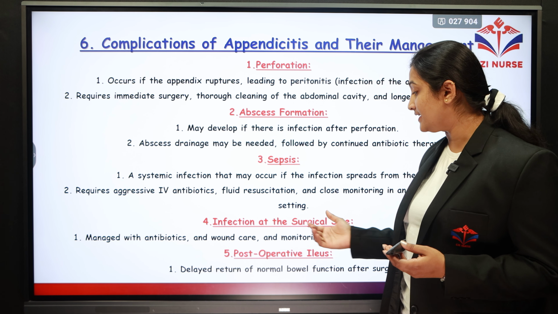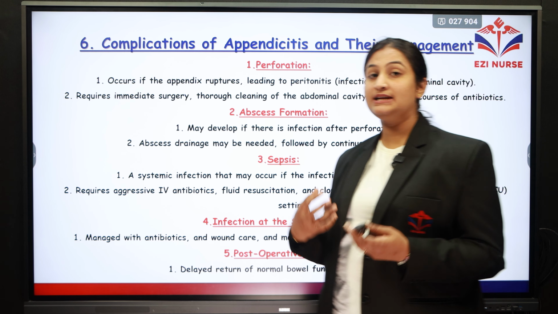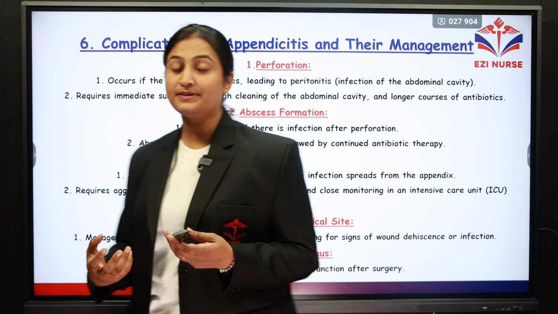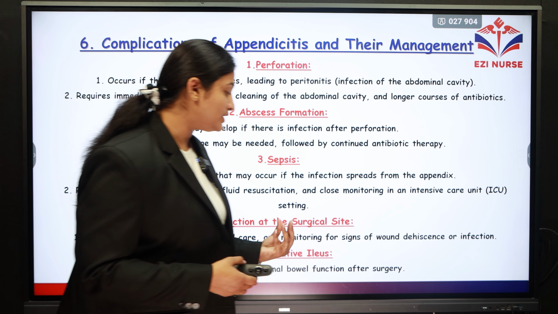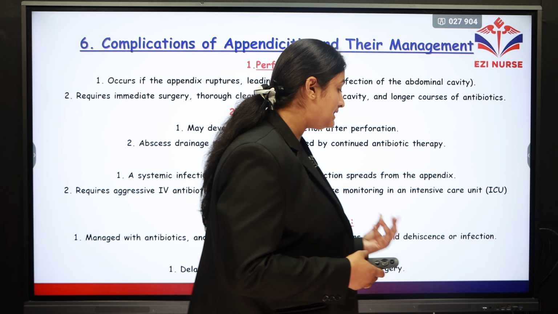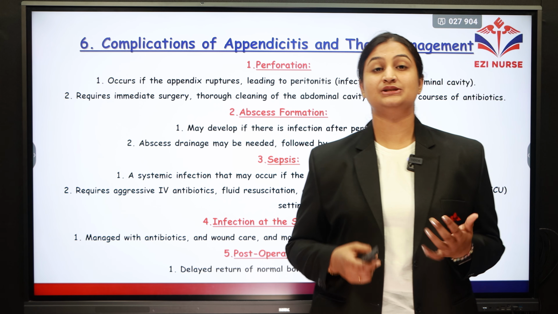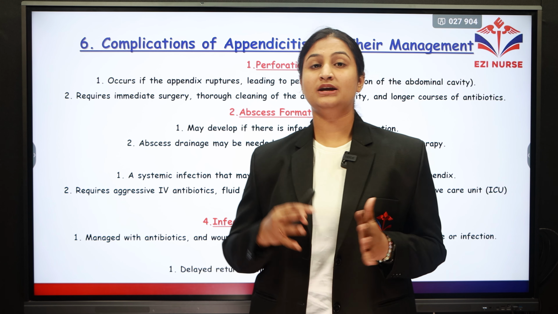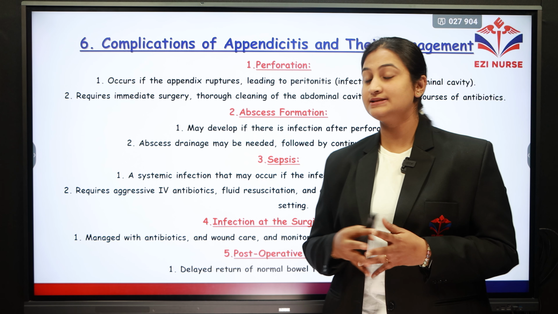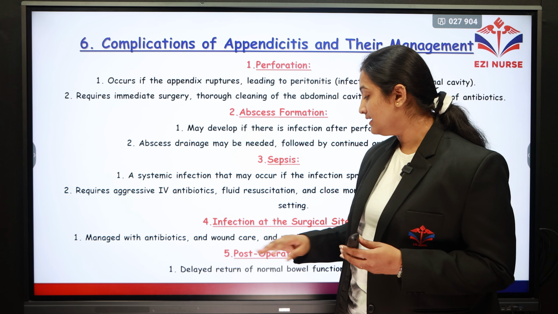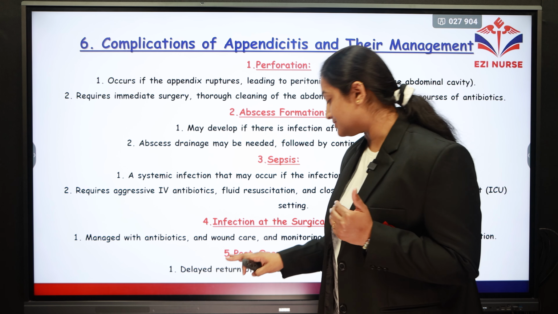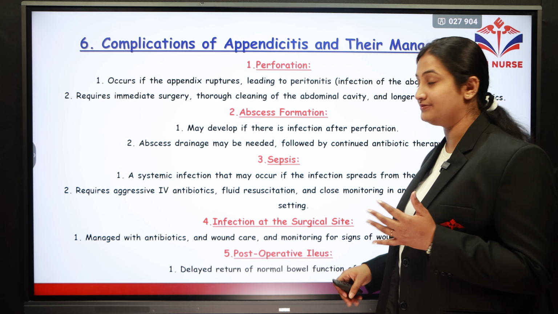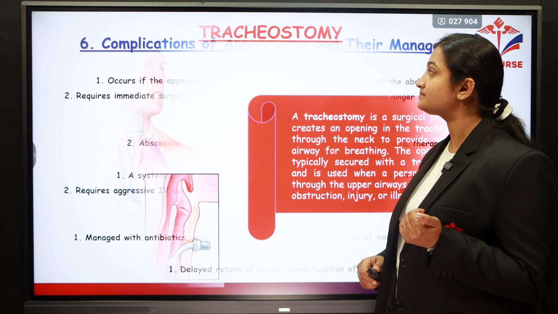Then coming to infection at the surgical site, which should be managed with antibiotics. If that is not working, they must be monitored for signs of wound dehiscence or any kind of infection. Is the pain score okay? That should be checked by the nurses. So that is the main thing. Then the fifth one is postoperative ileus, the delayed return of normal bowel function after the surgery.